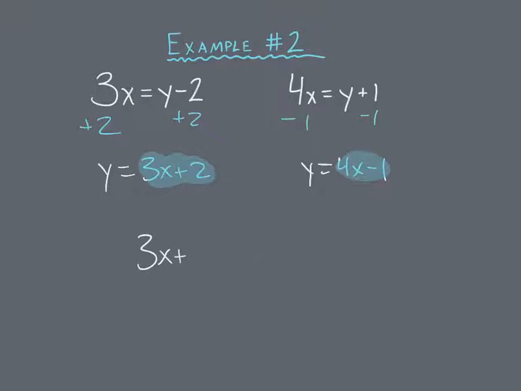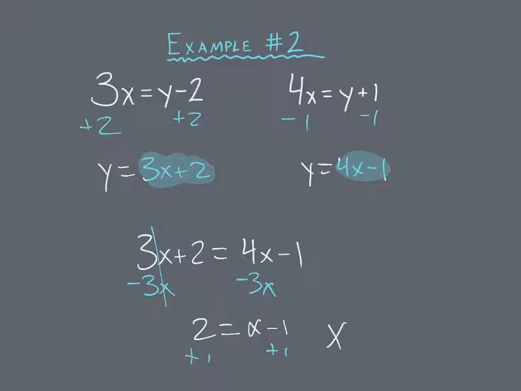So that's going to be 3x plus 2 is equal to 4x minus 1. Notice that we only have one variable in here, x and x. We've gotten rid of the y's. That's exactly what we want to do. But now we're going to solve for x. So I'm going to subtract 3x from both sides. Those will cancel. We'll be left with 2 is equal to x minus 1. I'm going to add 1, and we will get x is equal to 3.